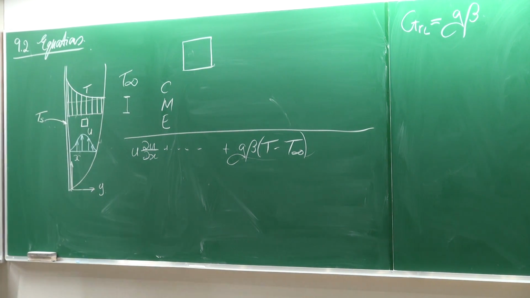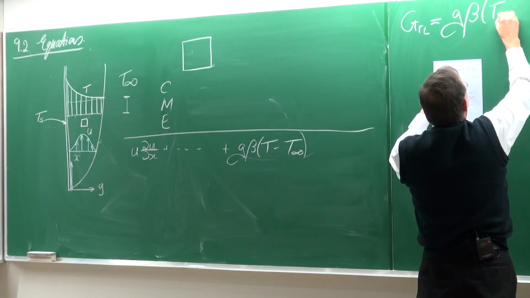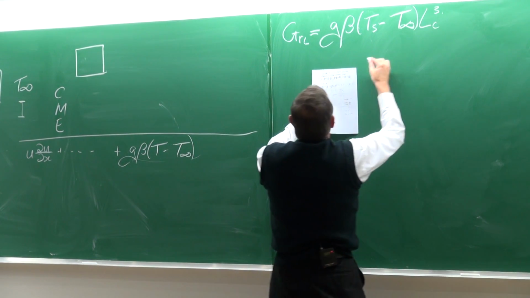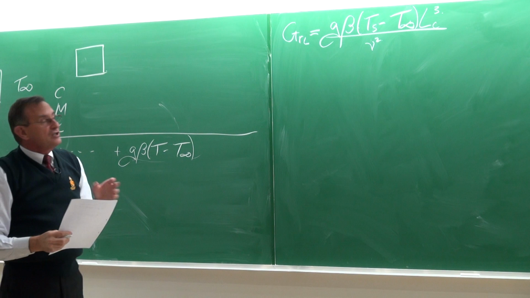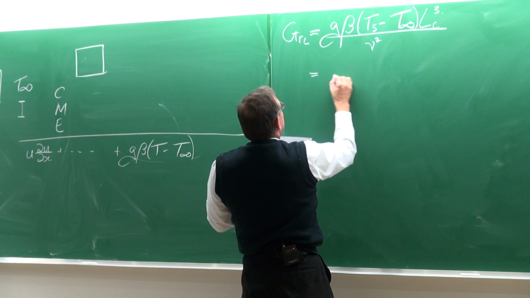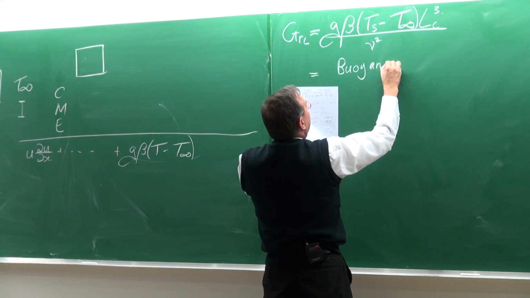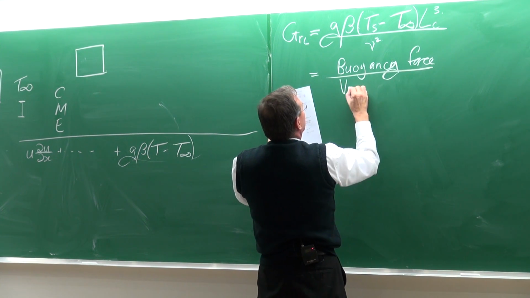Beta is this volume expansion coefficient, which tells us the change in density, what the resulting changes would be in terms of temperature. g beta multiplied by Ts minus T infinity, multiplied by the characteristic length to the third, divided by the kinematic viscosity squared. So that is called the Grashof number. And the Grashof number represents the ratio of buoyancy forces to a viscous force.